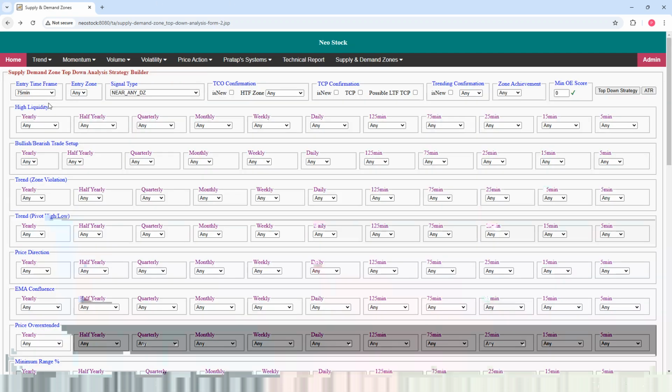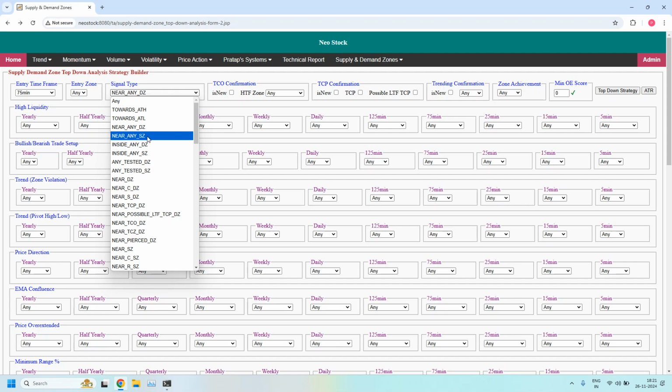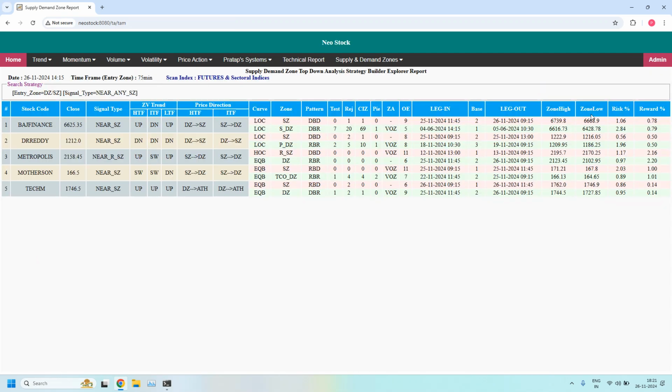Okay, next for the 75 minutes time frame, let's find the stocks near the 75 minutes supply zone. We got 5 stocks. Let's check any high liquidity 75 minutes supply zones. Metropolis is having a 75 minutes high liquidity supply zone. That's it. So we identified only one high liquidity 75 minutes supply zone from this list.